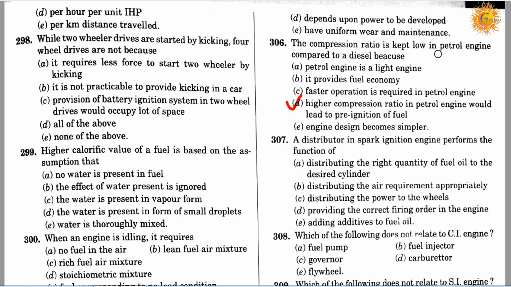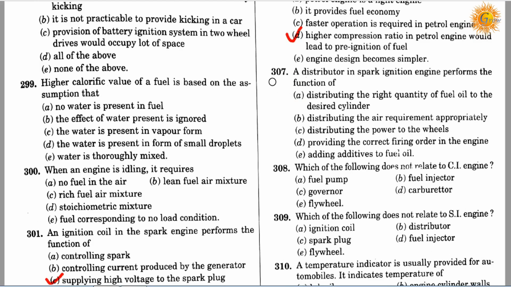Compression ratio is kept low in the petrol engines because higher compression ratio in the petrol engine would lead to pre-ignition of fuel. Question number 307.